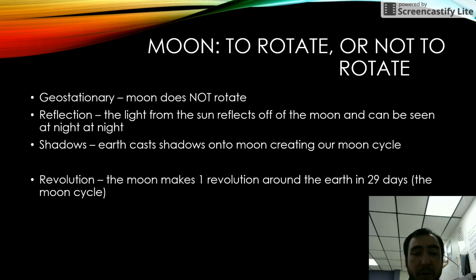Lastly, we have revolution. Here's that word again. Just like we make a revolution around the sun, the moon makes a revolution around us, and it takes 29.5 days for the moon to complete its cycle.